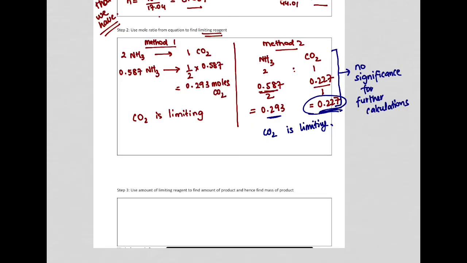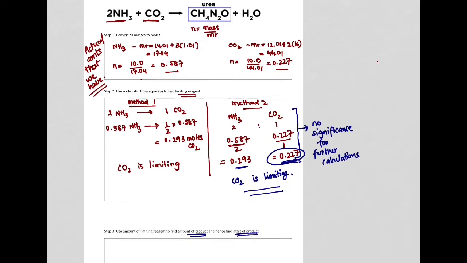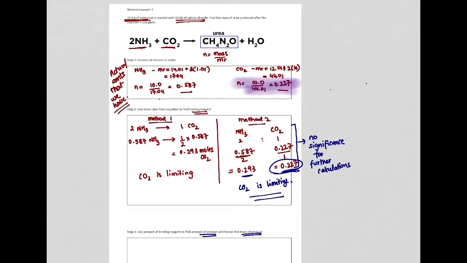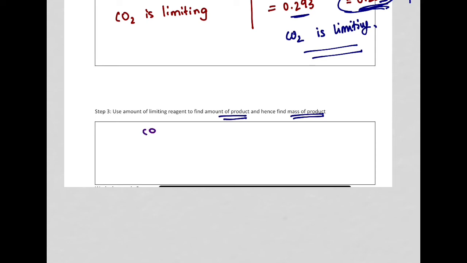Next, we're going to use the amount of limiting reagent to find the amount of product, hence find the mass of product. So because carbon dioxide is the limiting reagent, we're going to use the number of moles of carbon dioxide that you have. So we're going to go back on amount of carbon dioxide that we have, which is here. So the product that we are concerned with is urea. So we'll look at the mole ratio between carbon dioxide and urea. So carbon dioxide to urea. So the mole ratio is 1 mole is to 1 mole.